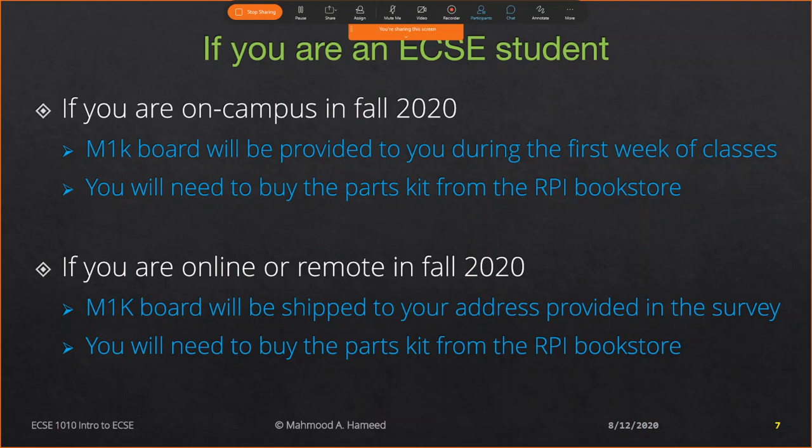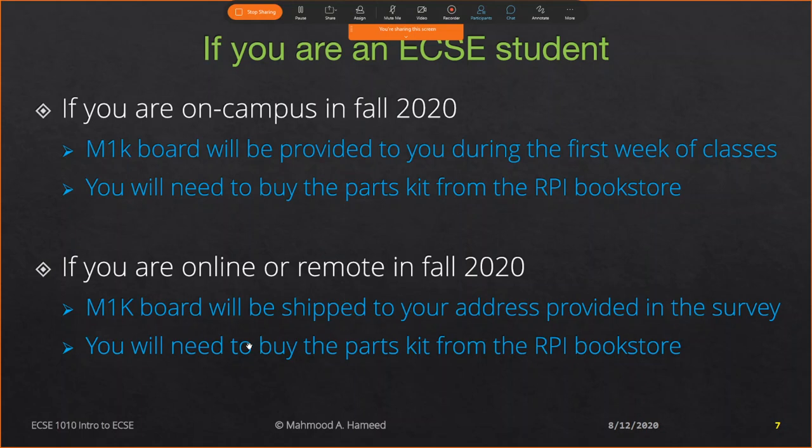This class, Intro to ECSE, is primarily enrolled by freshmen who come into ECSE. So if you are an ECSE student, that means that you are either majoring in electrical engineering, or you are majoring in computer systems engineering, or you have a dual of some sort. You belong to the ECSE department. If you are mechanical engineering, or if you are undecided, then you don't fall in this category. So I'm going to first talk about what you should do if you are an ECSE student.